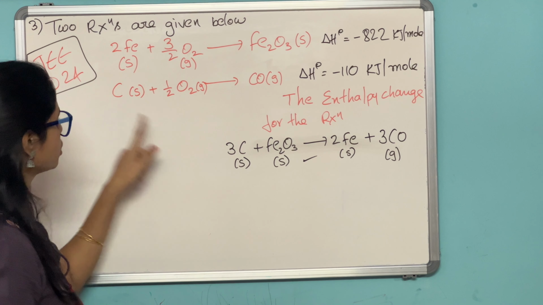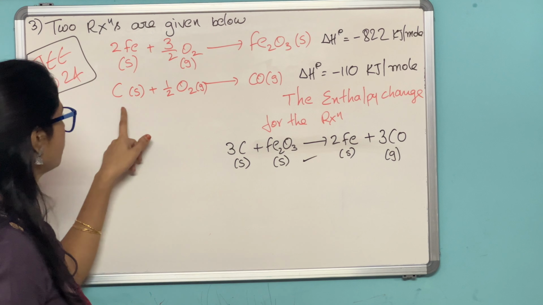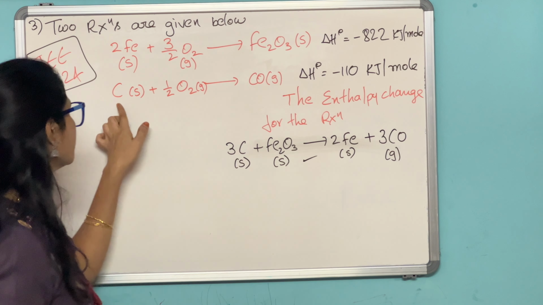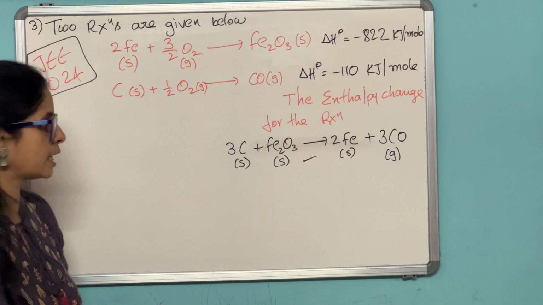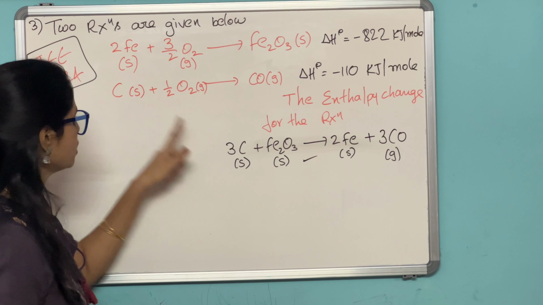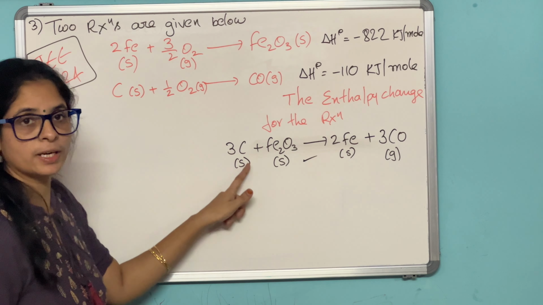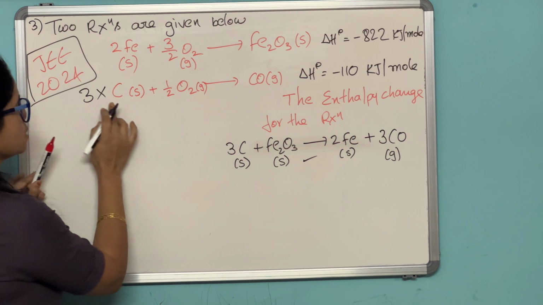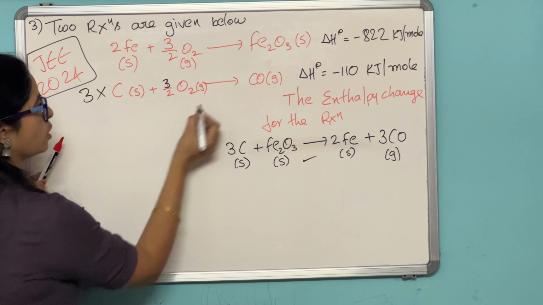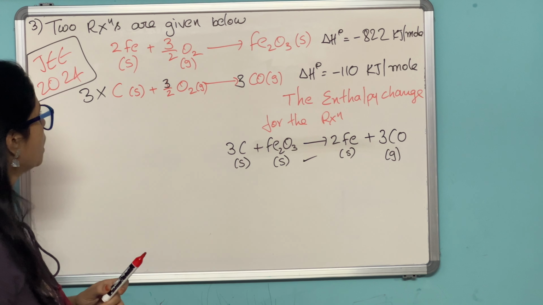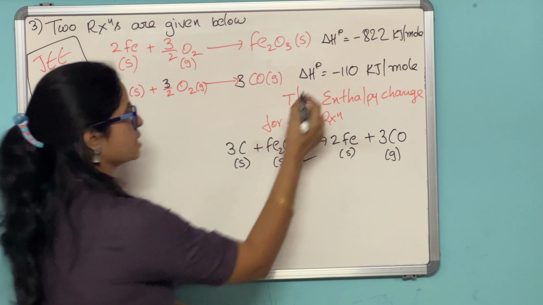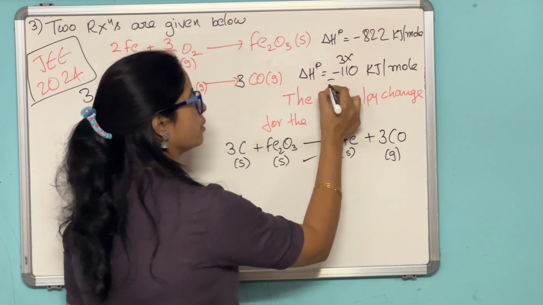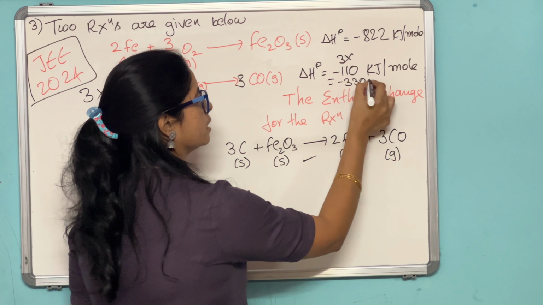So in your required equation, first you observe these chemical reactions. In your required equation, 3C is there, which is at your left hand side. Here also carbon solid is on your left hand side. But what is the difference between these two? Here in your required equation 3C is there. So you multiply this equation with 3. So what will this become? 3C, 3 by 2 O2. Now look for the cancellation, and this will become 3 into 110, which will be equal to minus 330 kilojoules per mole.